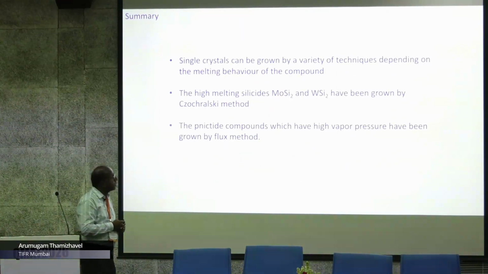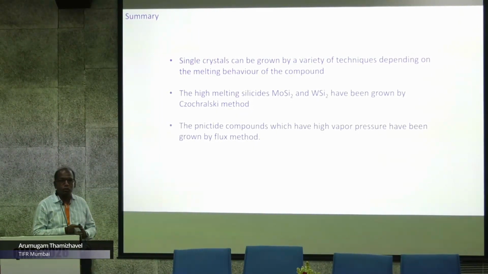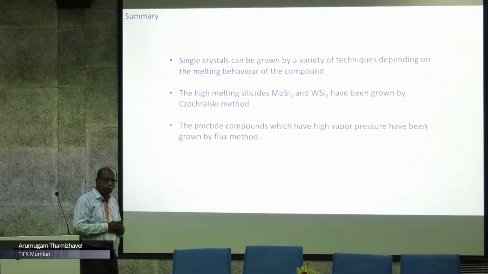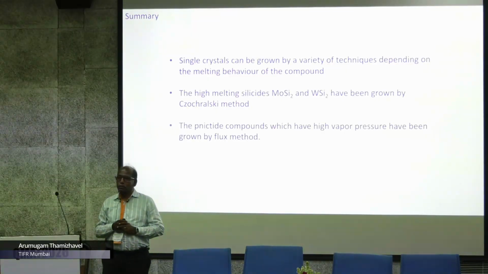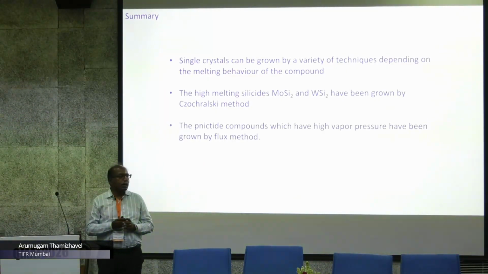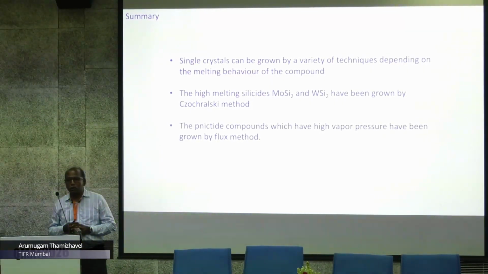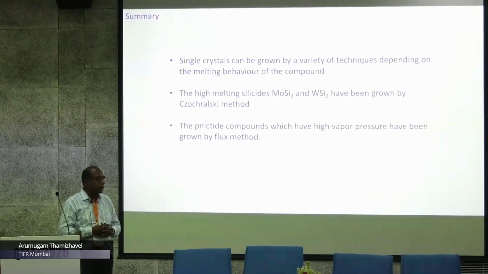So to summarize, single crystals can be grown by a variety of methods. Here I have explained about these two: high melting samples like molybdenum disilicide, which has a high melting point and can be grown by the Czochralski method, and the pnictides, where the antimony and arsenic compounds can be grown by this flux growth method. And yeah, that's it.